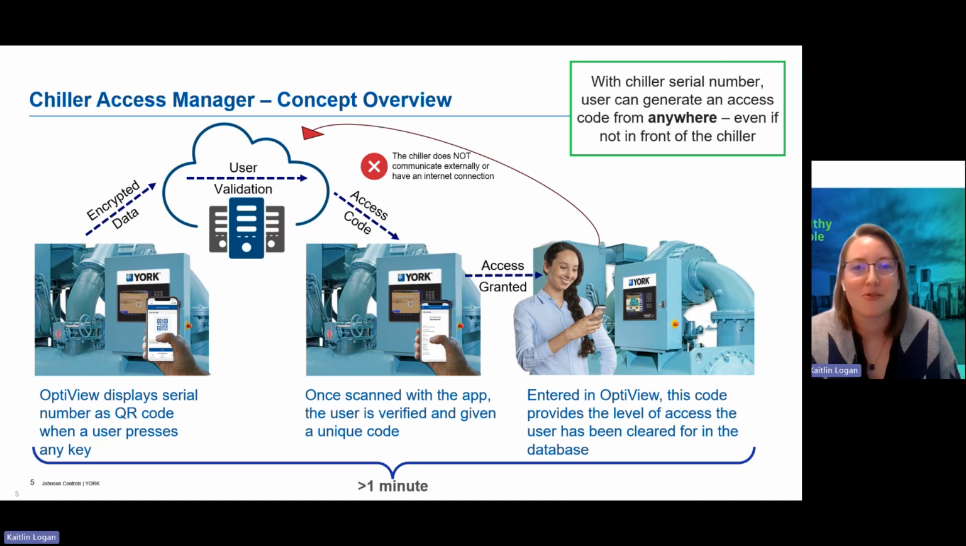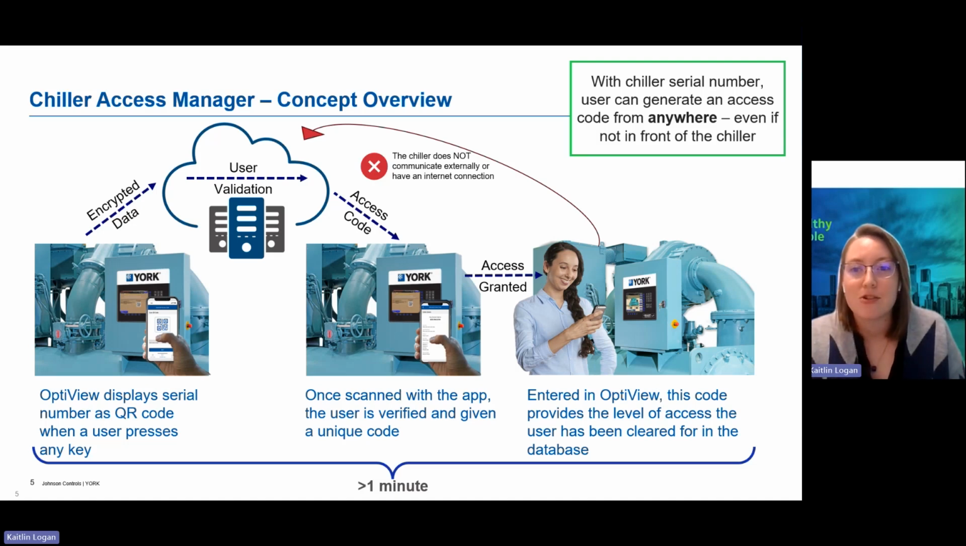So how does Chiller Access Manager work? It's intended to be very simple. The first step will be logging in to the Chiller Access Manager app using your credentials. You can log in through the app or the website, and when you log in, you will have an option through the mobile app to scan a QR code. There's a QR code present on the control panel login screen that simply represents the serial number of the chiller. If you prefer, you can type the serial number in rather than scanning the QR code, especially if you happen to not be standing right in front of the equipment.